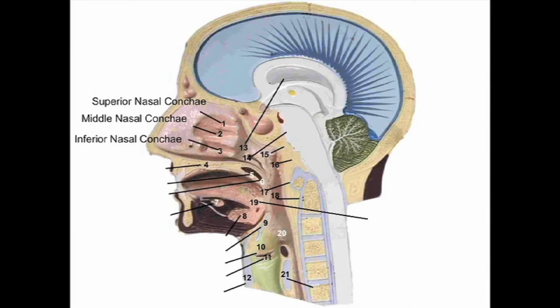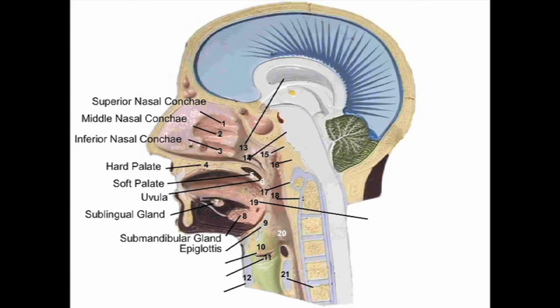Alright, next set of three, we're going to start off with our hard palate, which is above our mouth, and then when we go further inside the mouth, we have 5, our soft palate, and then at the very end, which we all see all the time, is our uvula. Alright, we're going to go down here to 7 where our glands are, and we're going to have our sublingual gland, that's going to be under our tongue, and then we'll have 8, which is going to be submandibular gland, and then 9 we'll have our epiglottis.